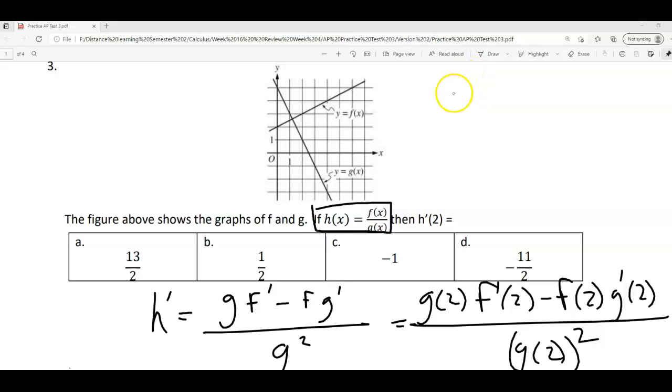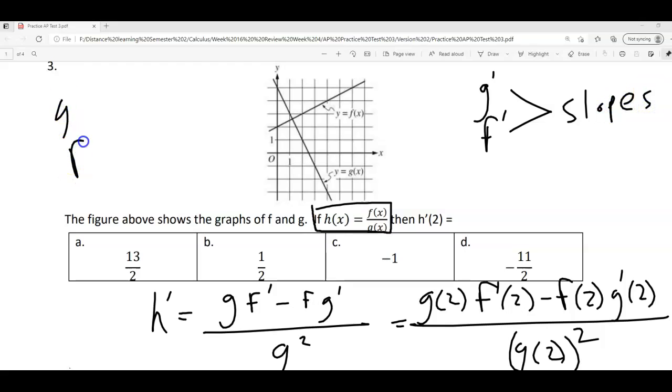Now, it's an important thing to understand that when you have a derivative, like g prime or f prime, those are slopes. And when you have g or f, those are y values. And the number we're plugging in is the x value. So we're plugging in x equals 2, which means we're at this spot on the f function and we're at this spot on the g function. Now, let's go ahead and plug these in.